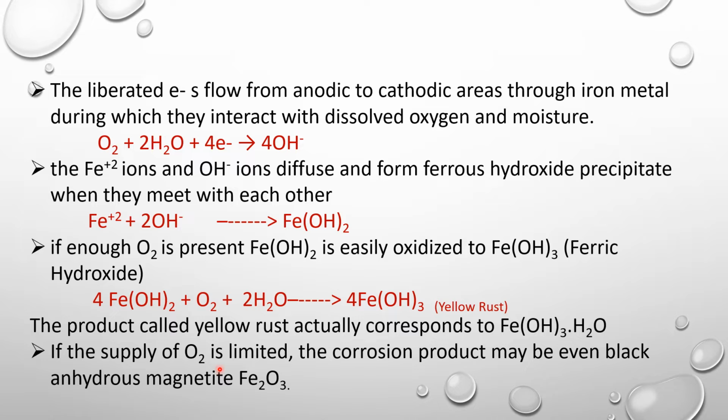If the supply of oxygen is limited, then the corrosion product may be even black anhydrous magnetite, that is Fe3O4. So this Fe(OH)2 in a limited supply of oxygen gets converted to black anhydrous magnetite.